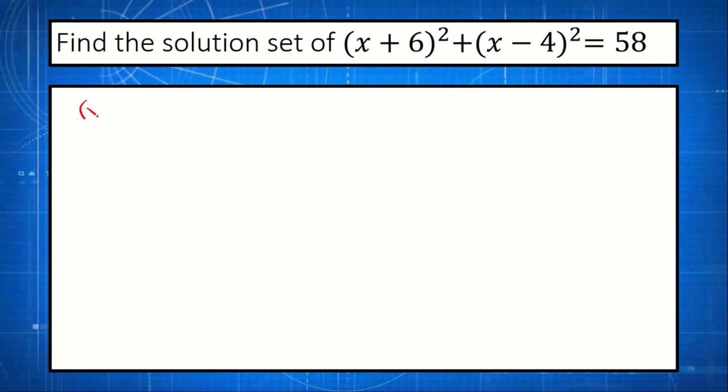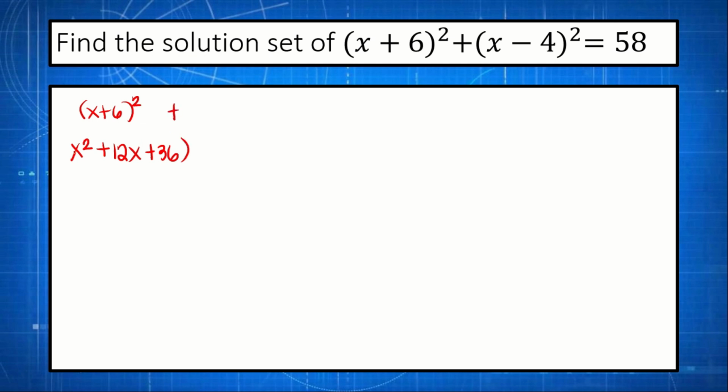So if we have x plus 6 squared, if we're going to expand this, we again square the first term, that is x squared. Then twice the product of the first and last term, we have x times 6, we have 6x times 2, that is positive 12x. And square of our last term, which is 6 squared, that is plus 36.